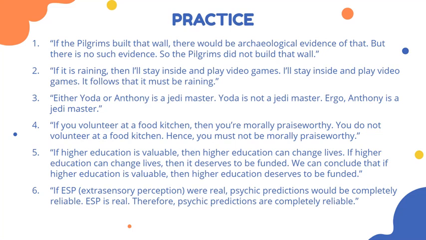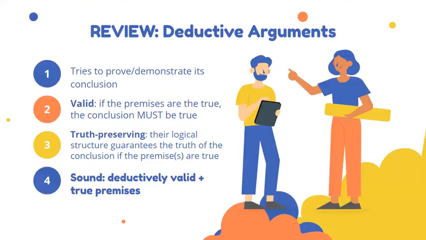And number 6, if ESP, extrasensory perception, were real, psychic predictions would be completely reliable. ESP is real, therefore psychic predictions are completely reliable. That is a valid argument. That is modus ponens. We could talk about whether or not, though, premise 2 is true. But for the moment, the form or structure of the argument is good. So that's valid modus ponens.